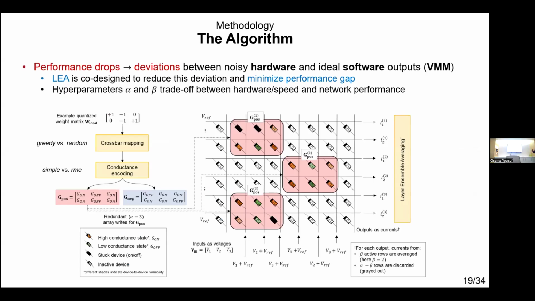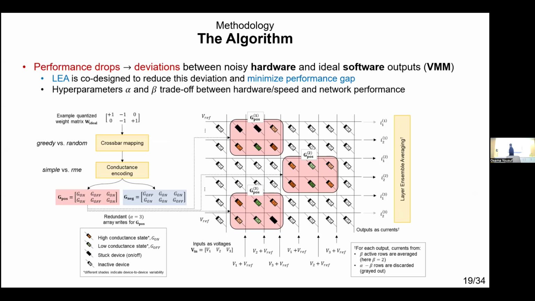To answer that, we need to understand why these performance gaps continue to happen. The primary reason is that the VMM operations we're implementing on these crossbar arrays are non-ideal, meaning the outputs deviate if you compare them to digital or ideal outputs in software. And so we design layer ensemble averaging, or LEA for short, to reduce this deviation directly. And as a result of that, we end up minimizing the performance gap.